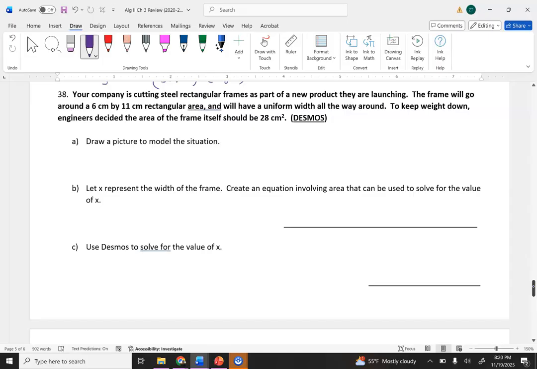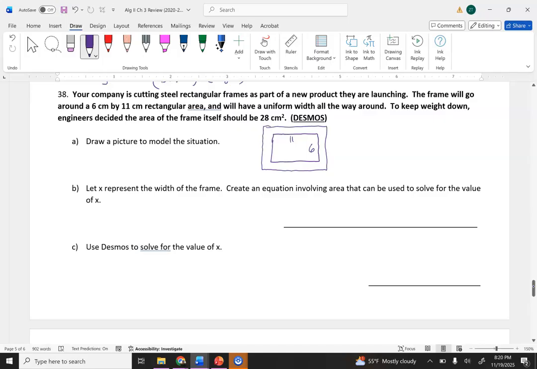And then a lot of times with manufacturing, you have very specific specifications that you have to fit. So for this one, in order to keep the weight down, we're going to make the area of the frame, just the frame, 28 centimeters squared. All right, so let's draw a quick picture to represent this. We've got a 6 by 11 rectangular area, so 6 and 11. And then we're going to be putting a steel frame around the outside of that, and it's going to have a uniform width.